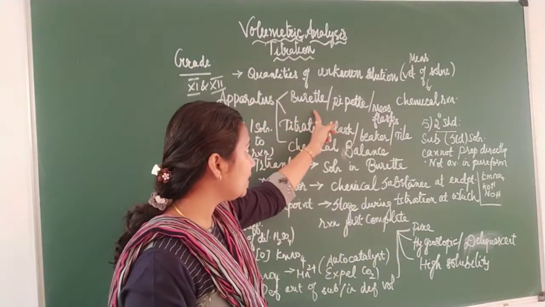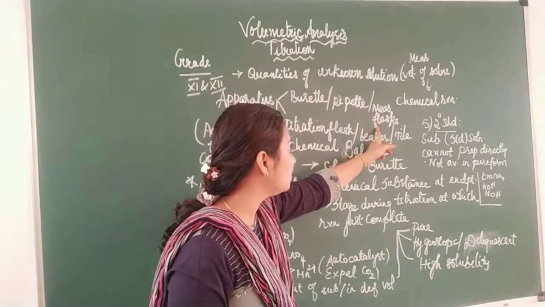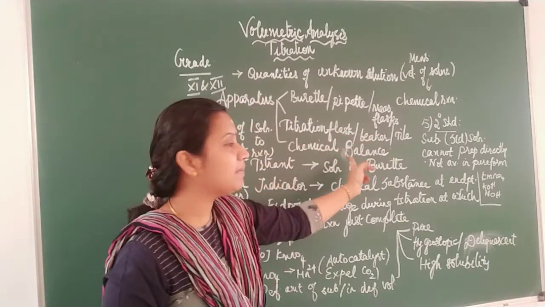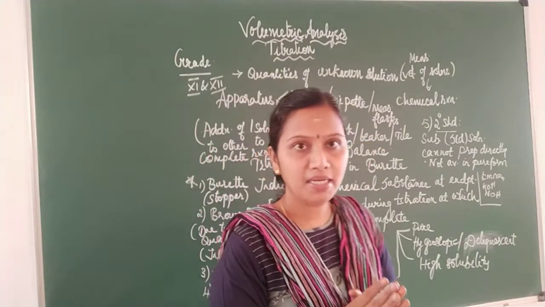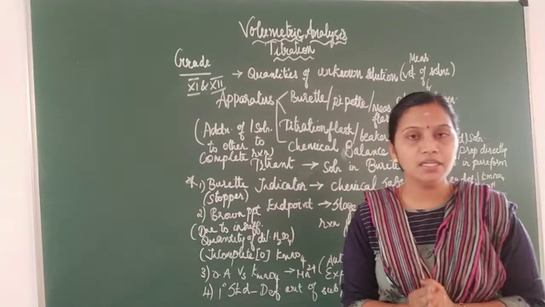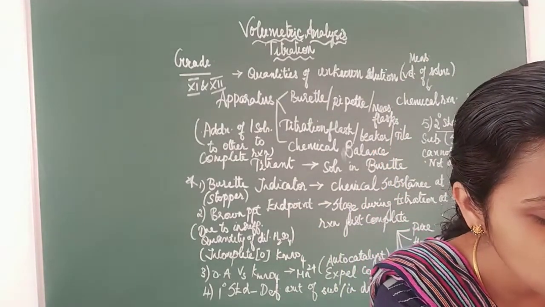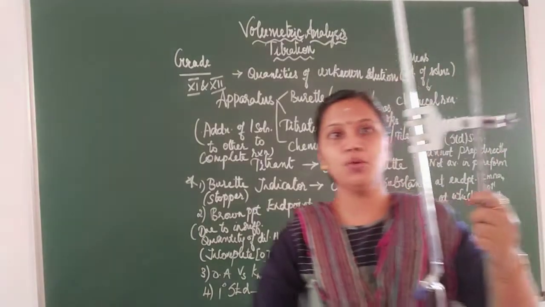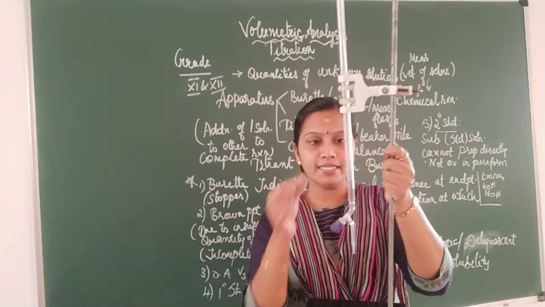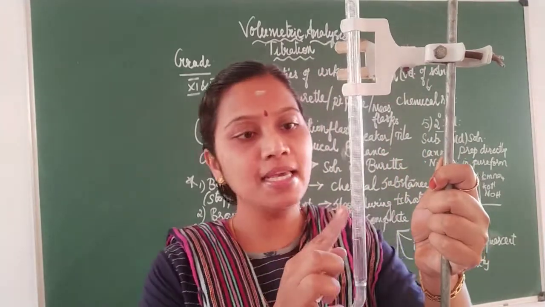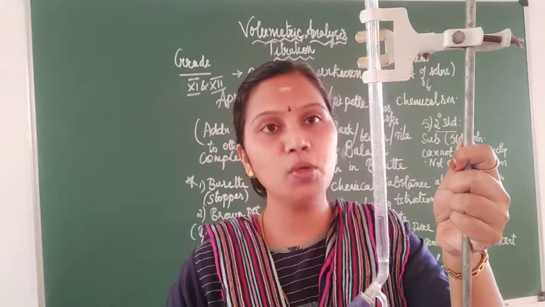So what apparatus do you need to do volumetric analysis? First one is burette, pipette, measuring flask, titration flask, beakers, tiles, chemical balances. So these are the required materials to do volumetric titration. Since class 11 has not seen any of the equipment, I just want to show what a burette is. See, this is called a burette and this is your burette stand.